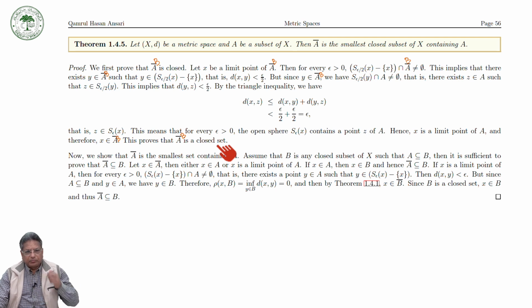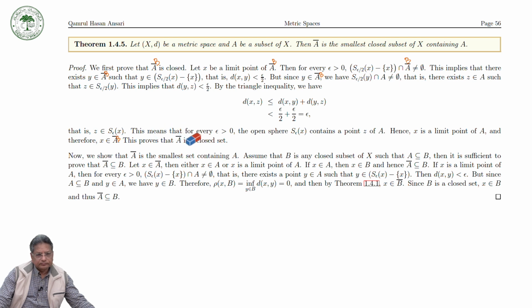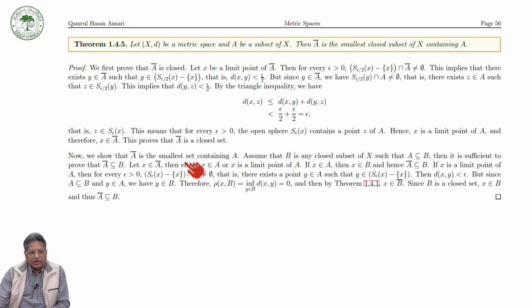Now the second is we have to prove that the closure of A is the smallest closed set containing A. So suppose that B is any closed set of X such that A is contained in B. Okay, so suppose that B is any closed set which contains A. It is sufficient to show that the closure of A is a subset of B.